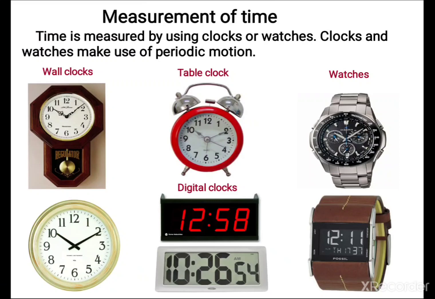Measurement of time. Time is measured by using clocks or watches. Clocks and watches make use of periodic motion. Here you can see different kinds of clocks: wall clock, table clock, wristwatch, digital clock.